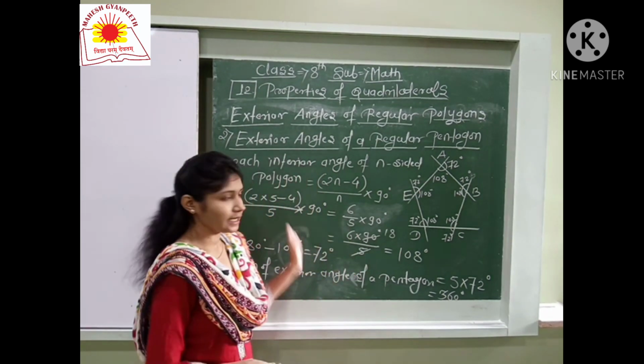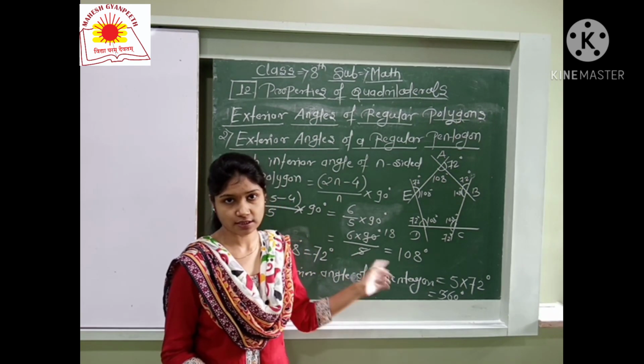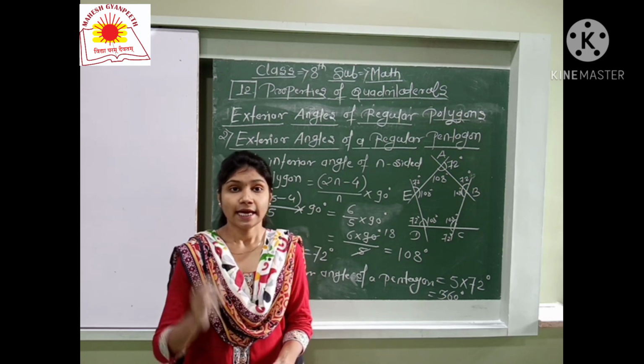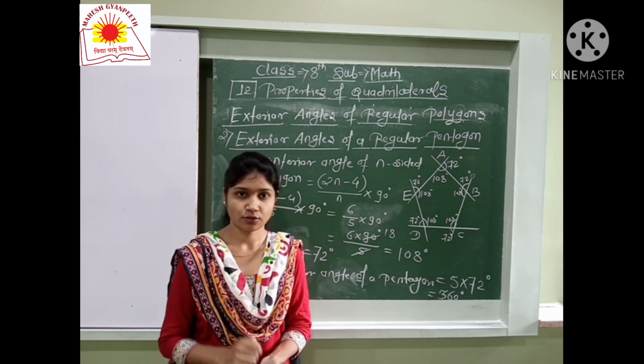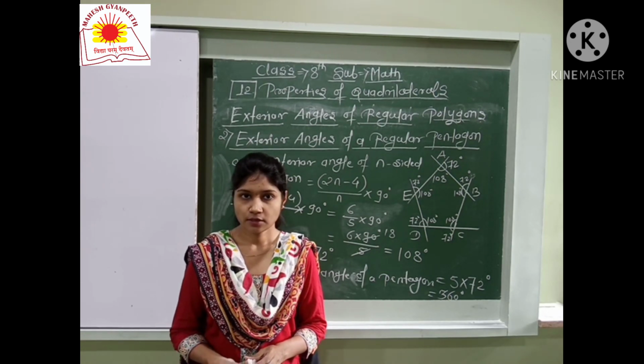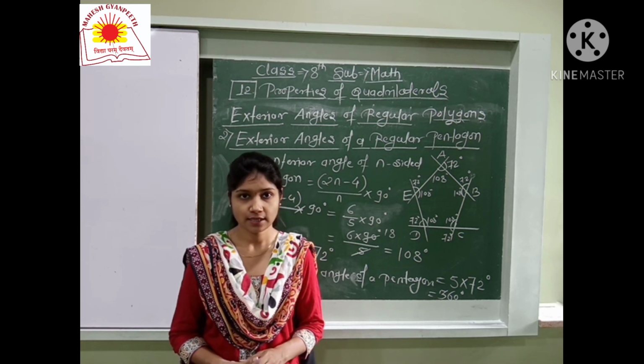Okay. Whatever concepts I have just taught you, you have to use the same procedure for the hexagon. You have to find the sum of the exterior angles of a hexagon. Okay. Each and every concept you have to note down in your notebook. Okay, next concept and exercise we will discuss next week. Okay, thank you so much.